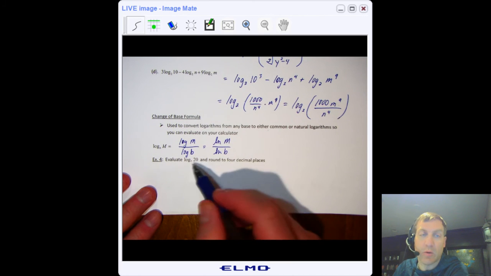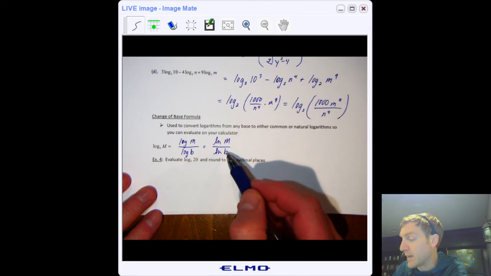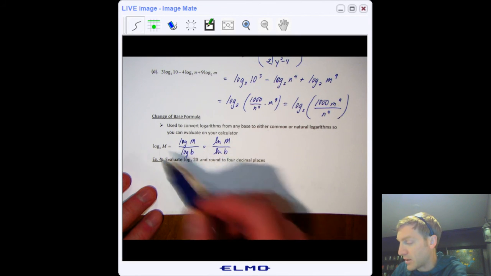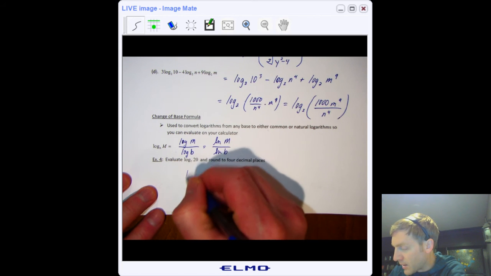And guess what? It doesn't matter which one you use. They're both the same value. This ratio and this ratio are the same, okay? So it doesn't matter if you like common log or natural log. It's just the log of this number divided by the log of this number. So here's what I mean.